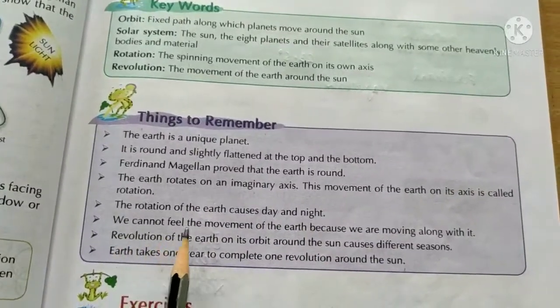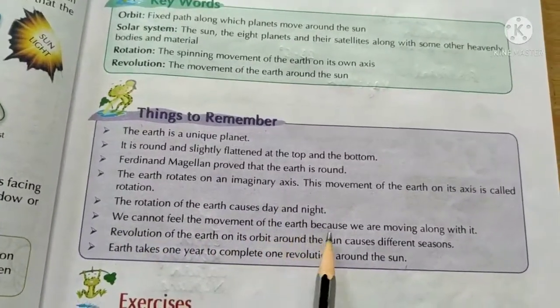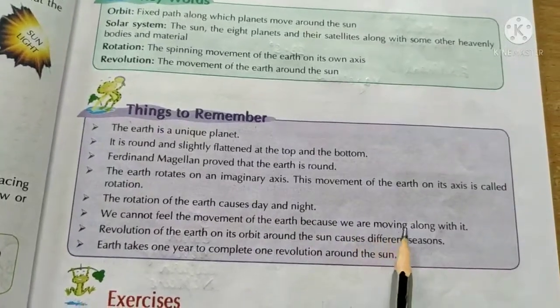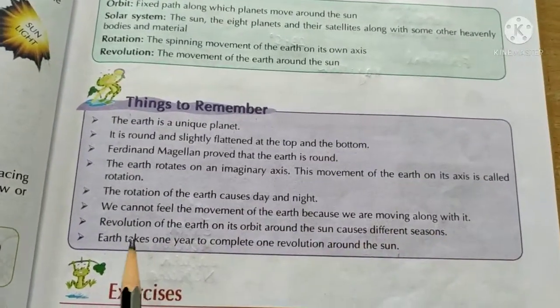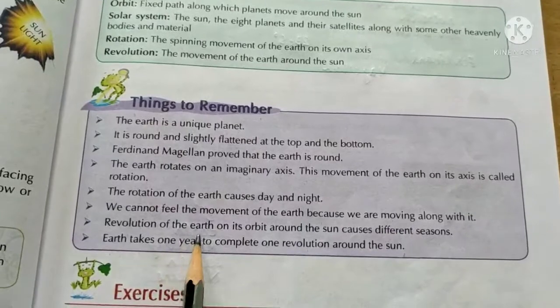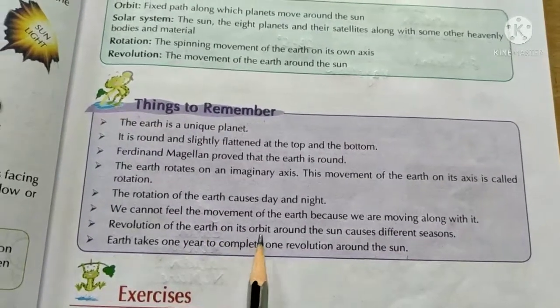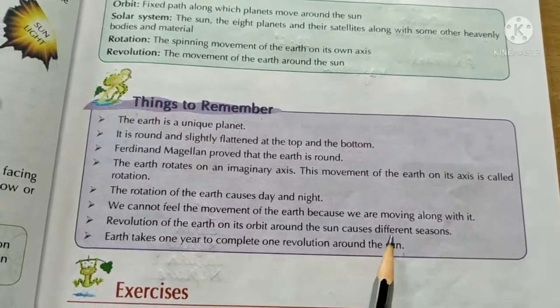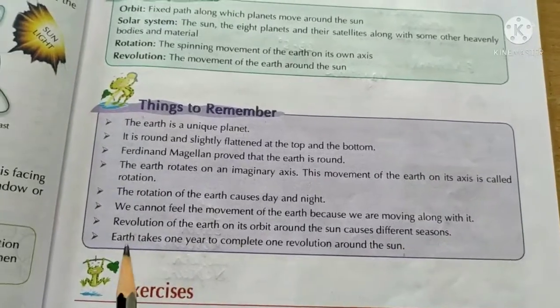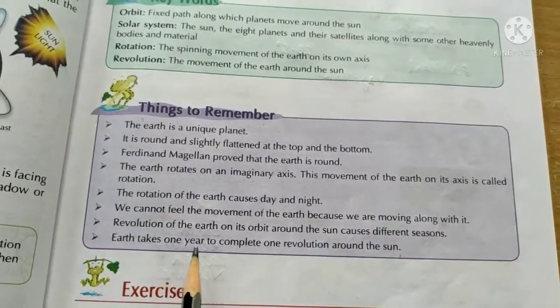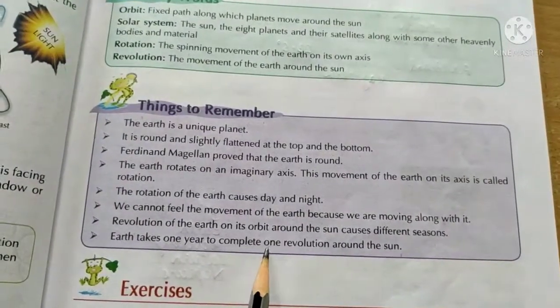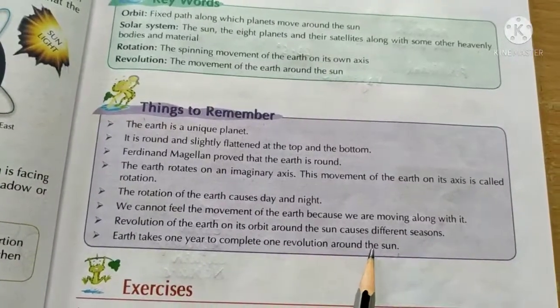We cannot feel the movement of the earth because we are moving along with it. Revolution of the earth on its orbit around the sun causes different seasons. Earth takes 1 year to complete one revolution around the sun.